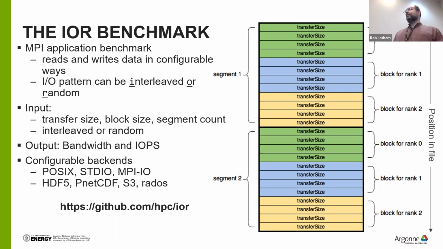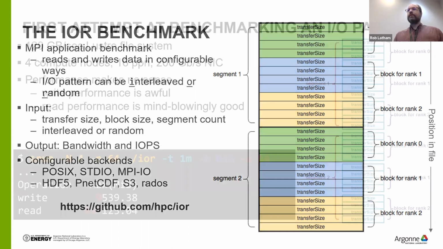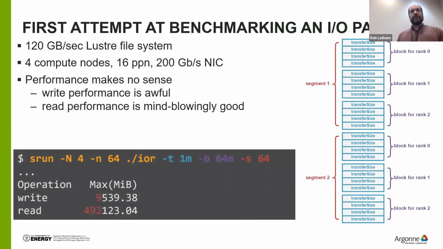Then we have newer interfaces like the S3 object store or Rados object store. And I think there's a few more options in IOR these days. Check it out on GitHub and give it a shot to get sort of a sounding point of storage performance wherever you are.